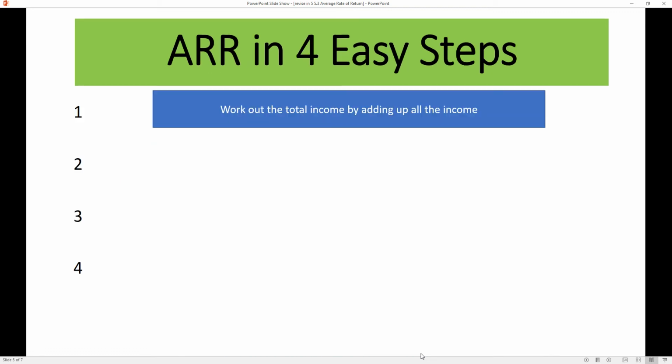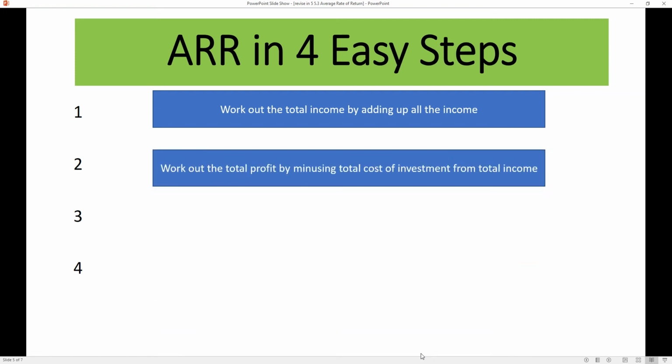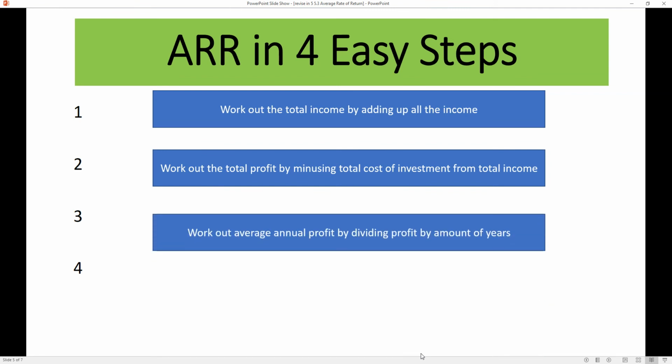So the first step is you need to work out the total income. This is achieved by adding up all the income of the years. So if it's over 5 years and you get £1,000 each year, it'll be £5,000 after the 5 years. Then you need to work out the total profit by subtracting the total cost of investment from the total income. If my total income was £5,000 and the cost of investment was £2,000, the total profit I would have is £3,000. And this is the step that most people forget to do. However, it is the most important step.